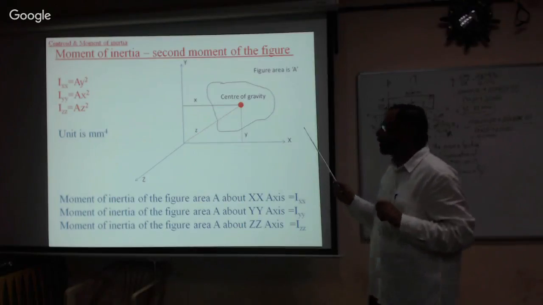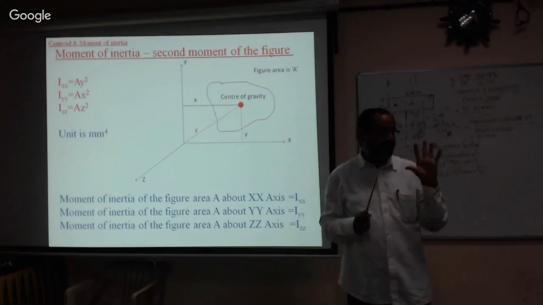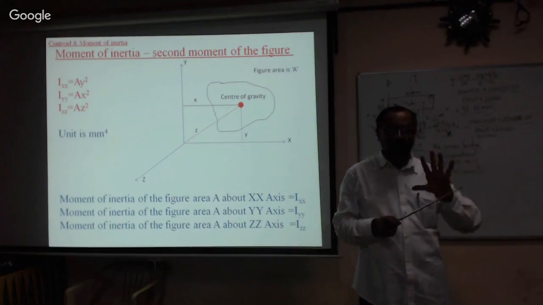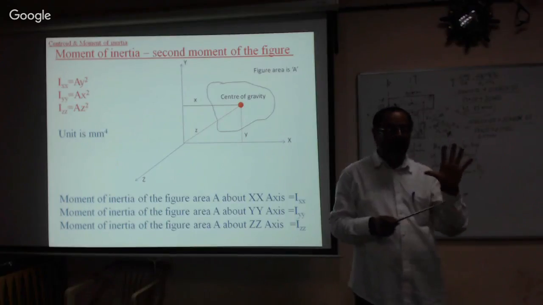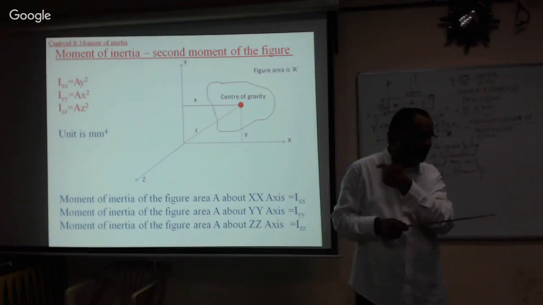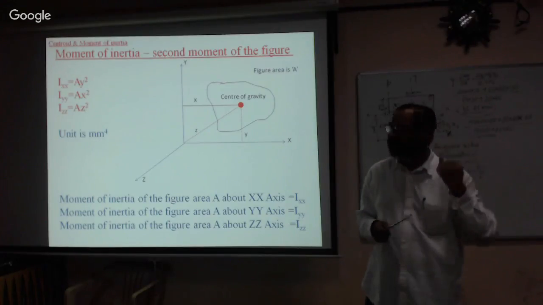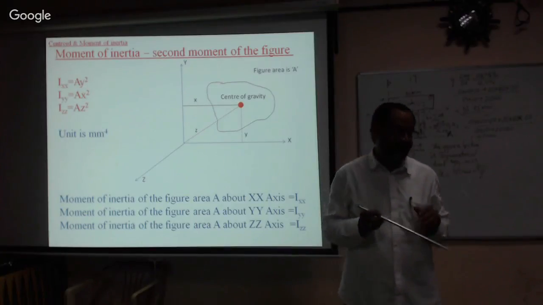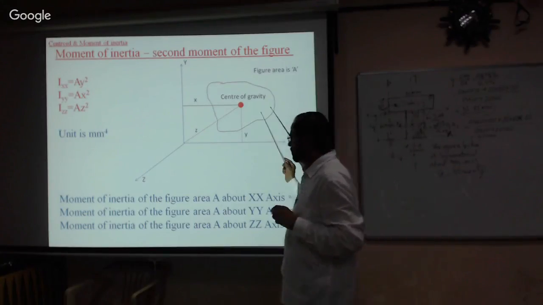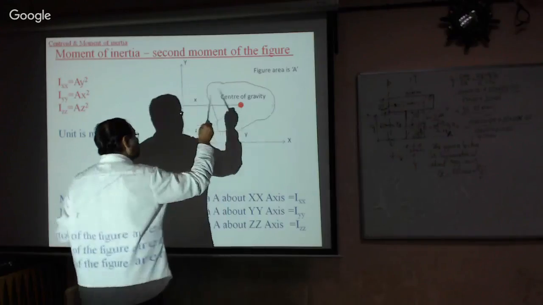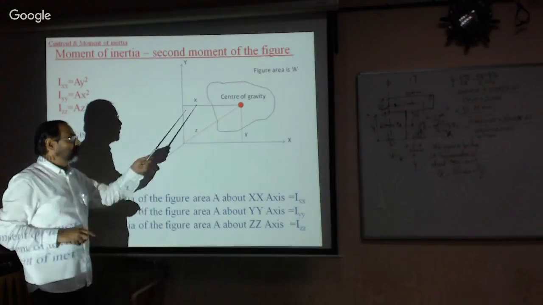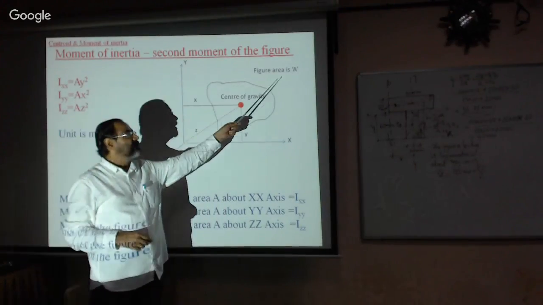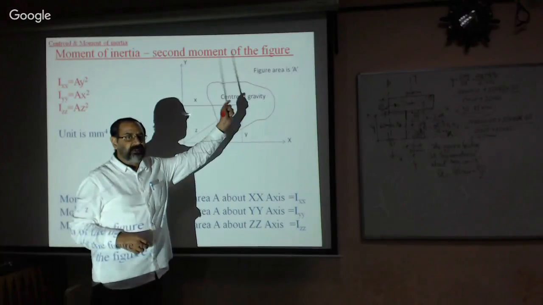Now, I have already explained this in general. Now with respect to the x-axis and the theoretical aspect, I will explain. How do you calculate the moment of inertia? Now, always see, this is the section. This is the plain figure having area A.